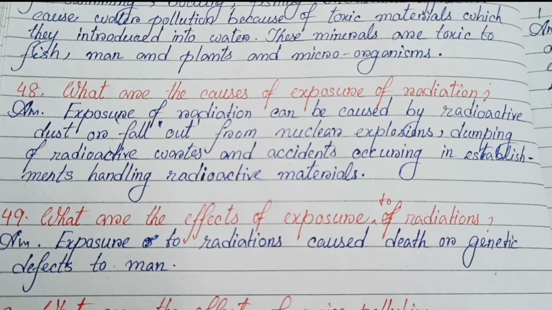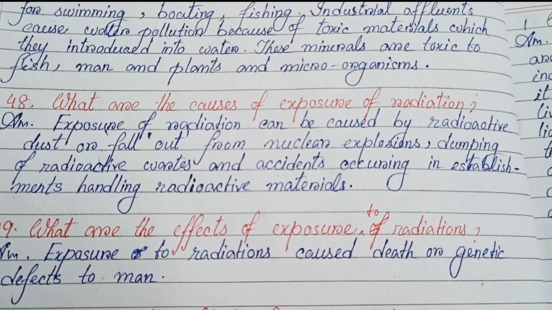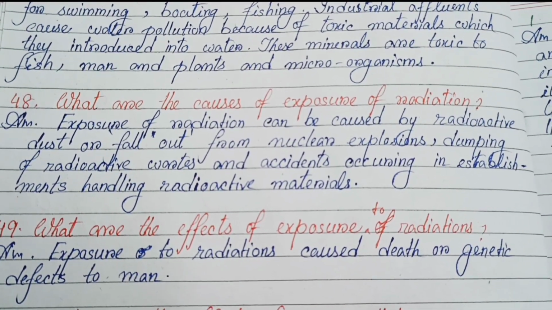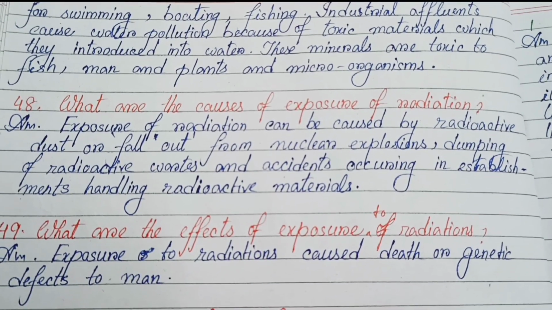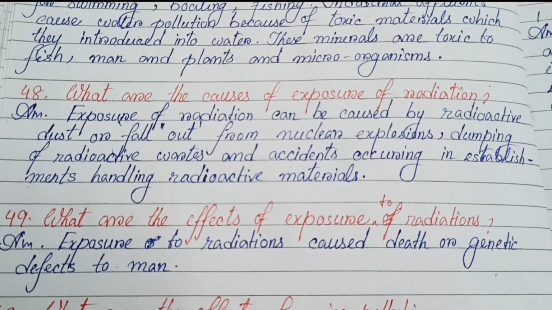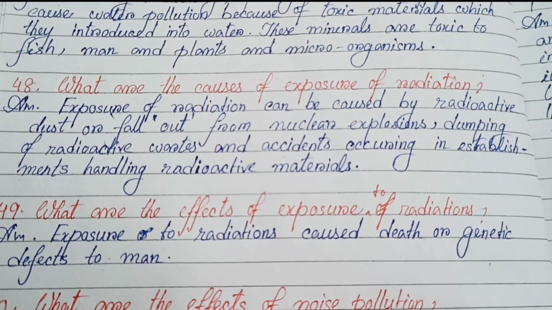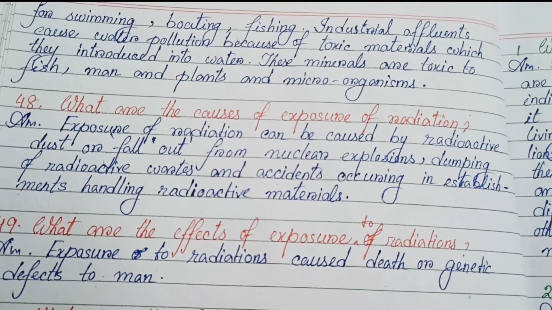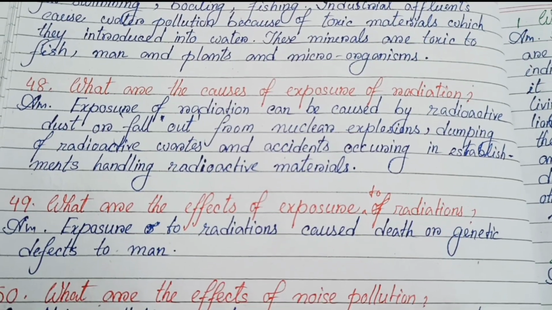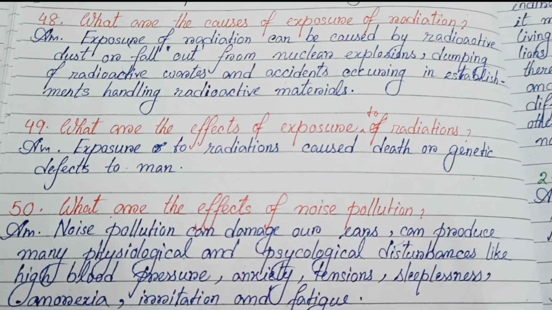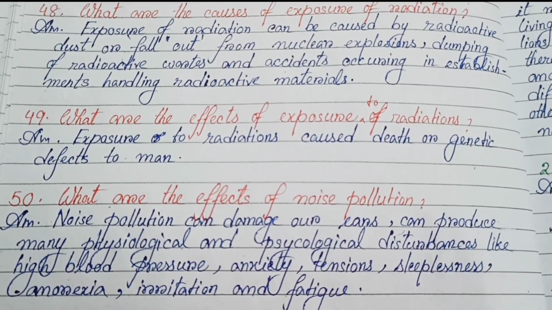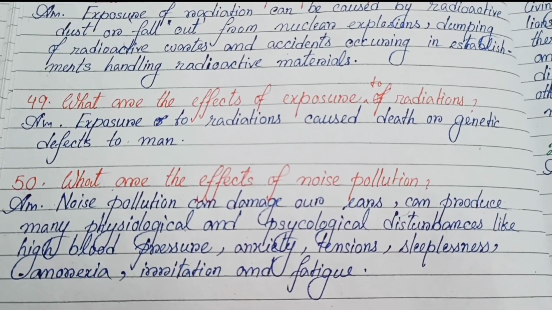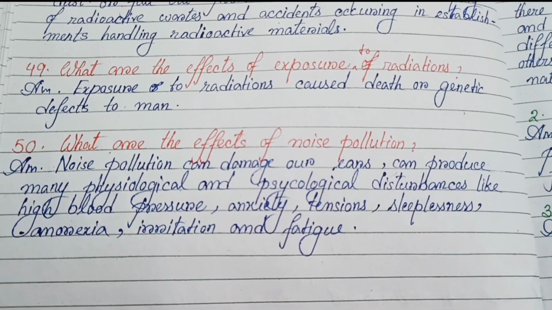Number 48. What are the causes of exposure of radiation? Exposure of radiation can be caused by radioactive dust or fallout from nuclear explosions, dumping of radioactive waste, and accidents occurring in establishments handling radioactive materials. Number 49. What are the effects of exposure of radiations? Exposure of radiations causes death or genetic defects to man.